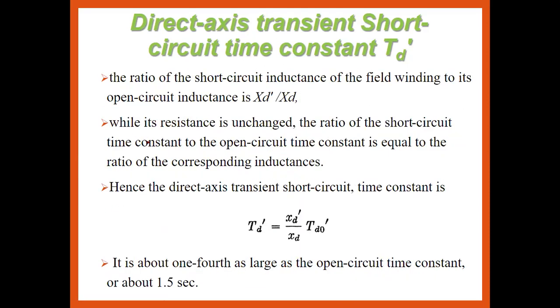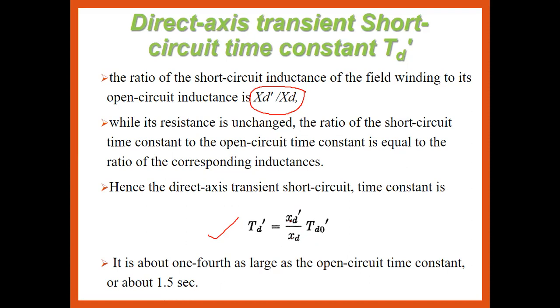In terms of the ratio of the short circuit inductance of the field winding, it is associated with Xd' with reference to Xd, that is, the open circuit inductance. We study the short circuit inductance with reference to the open circuit inductance, while the resistance remains unchanged. Therefore, the ratio of the short circuit time constant to the open circuit time constant is equal to the ratio of the corresponding inductances. That is, Td' is equal to Xd' upon Xd multiplied by Td0'. That is short circuit with reference to open circuit.